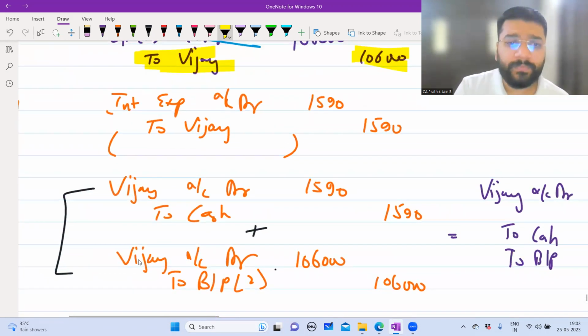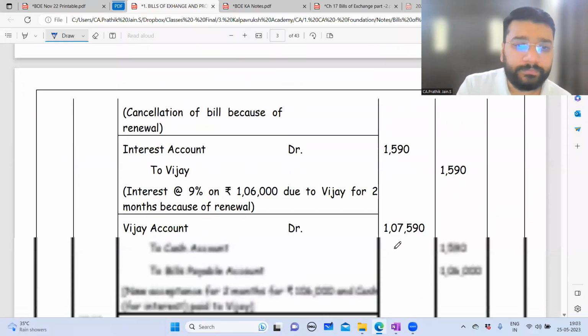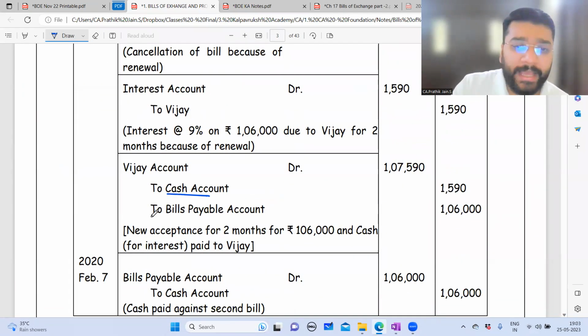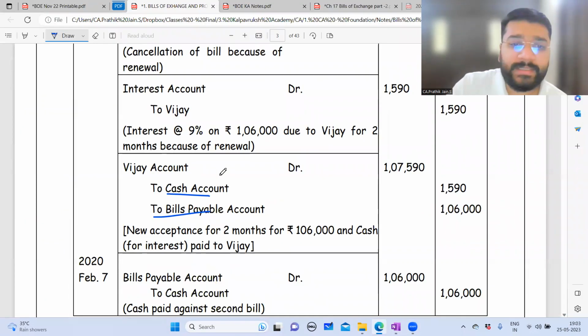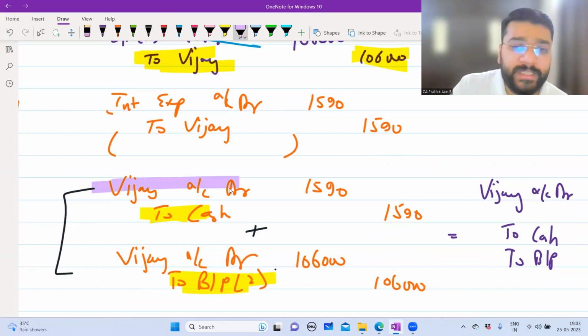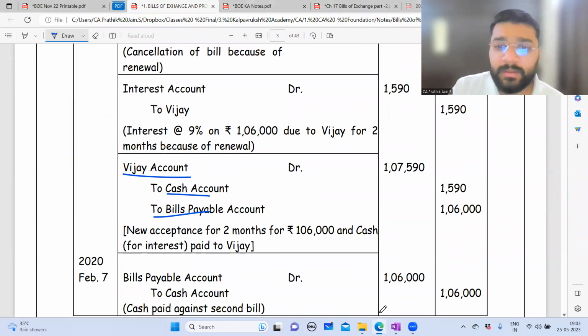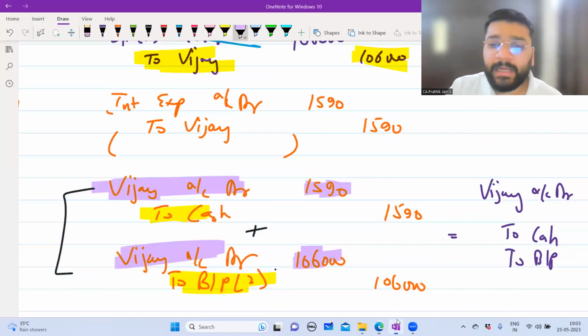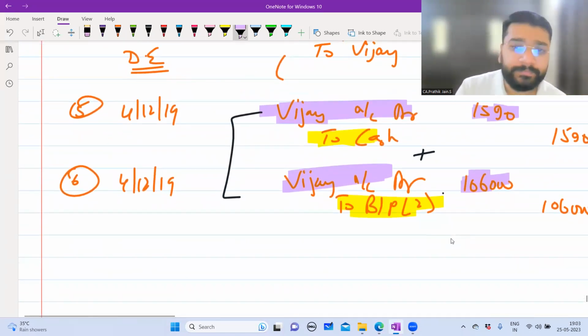Same way here also, if you see in a textbook, to cash, to bills payable. And what is debit? Debit is Vijay account, debited with the total value of 1,07,590. So you can pass a combined entry or you can pass a separate entry, whatever you're comfortable with. In textbook, they have combined the fifth and sixth entry. I've done it separately. Both are acceptable.